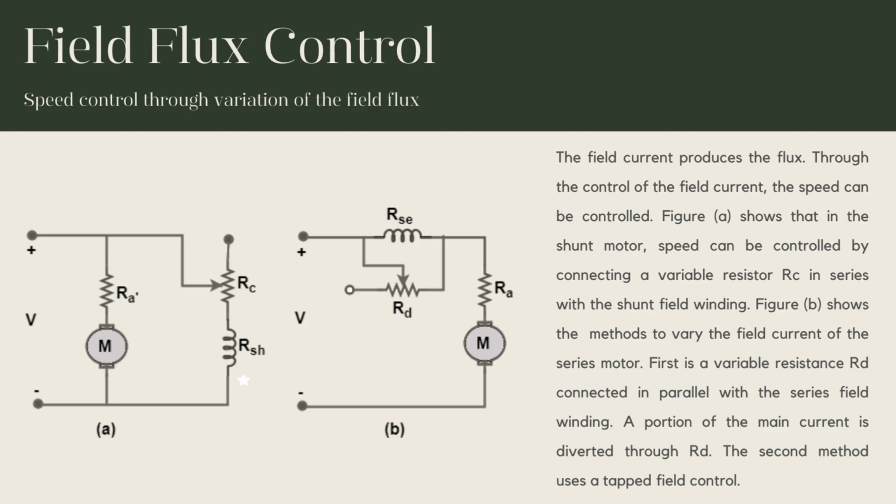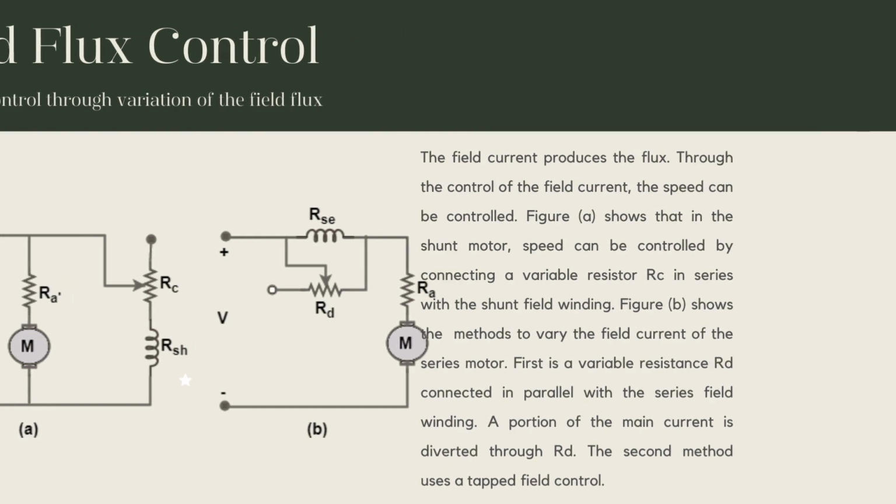First is a variable resistance connected in parallel with the series field winding. Hence, a portion of the main current is diverted through the variable resistance. The second method uses a tapped field control.